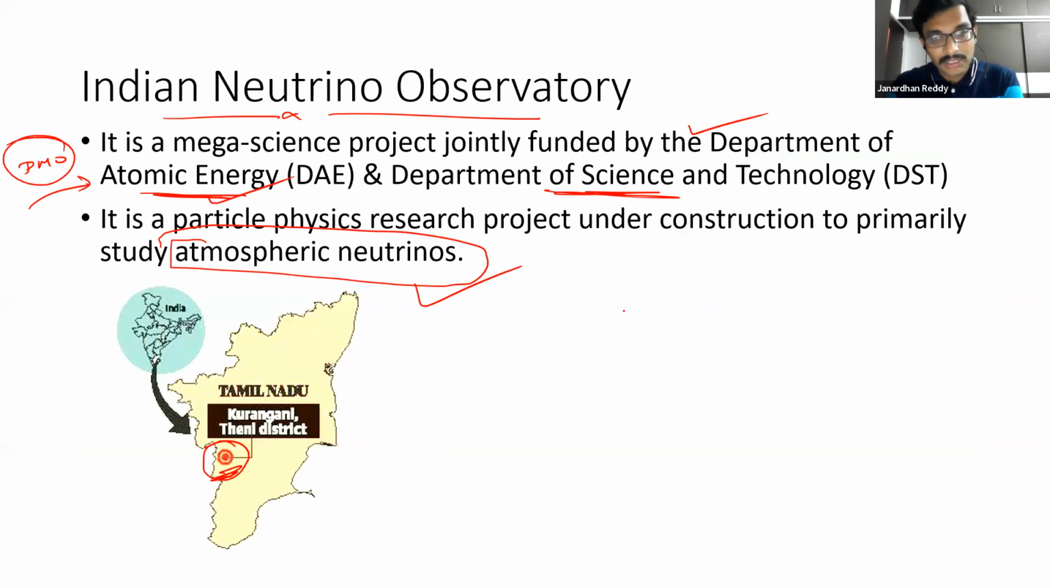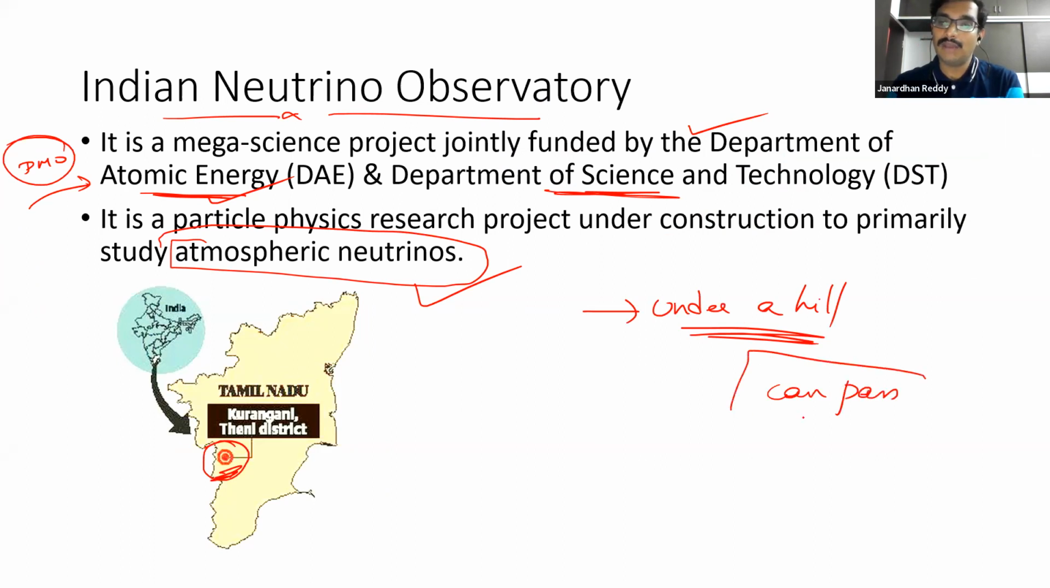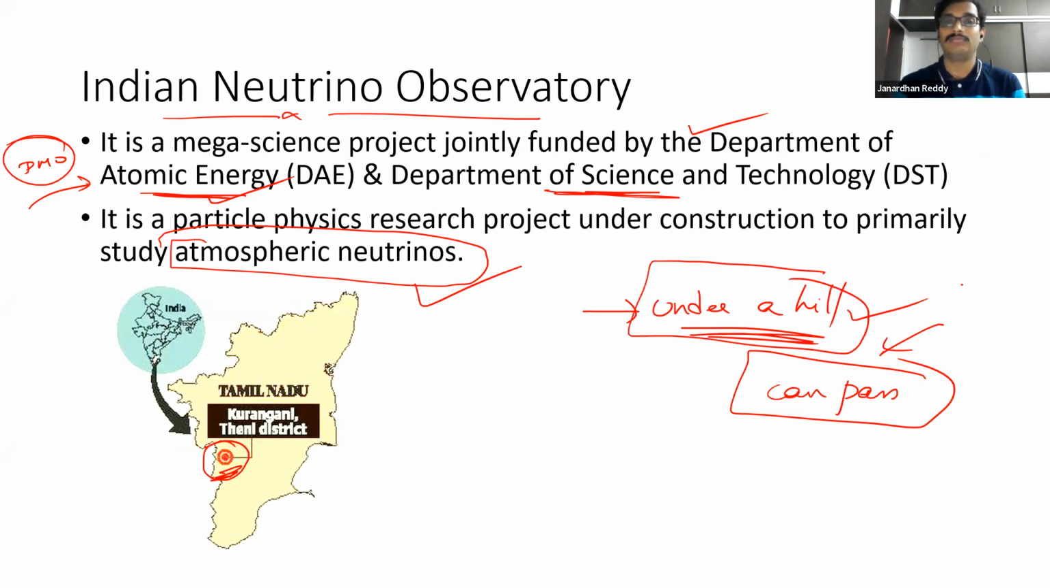Why are we constructing it under a hill? If neutrinos can pass anywhere, what is the purpose of constructing it under a hill? Anyway, they can reach anywhere. They travel at almost the speed of light. The speed of neutrinos is almost equal to the speed of light. They have some mass, so there will be some reduction with respect to the speed of light, but they travel at almost the speed of light.